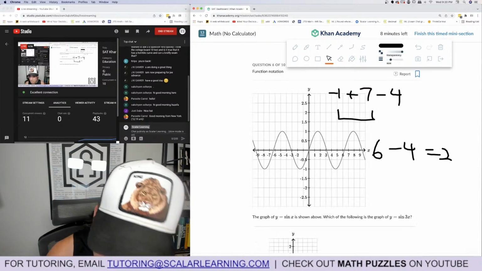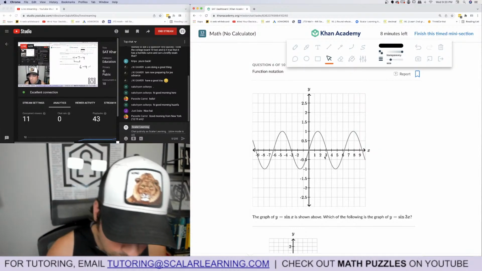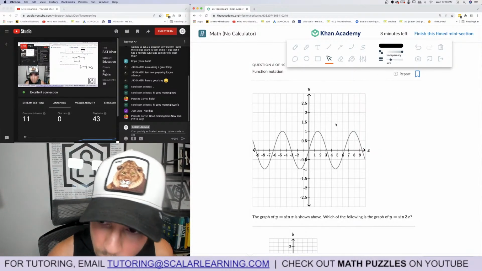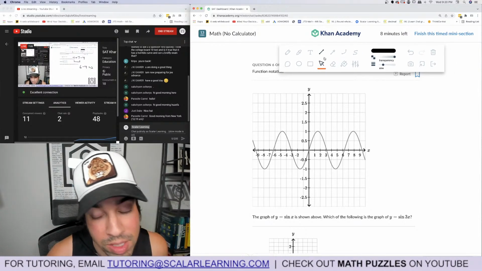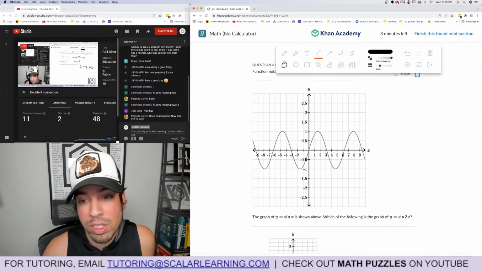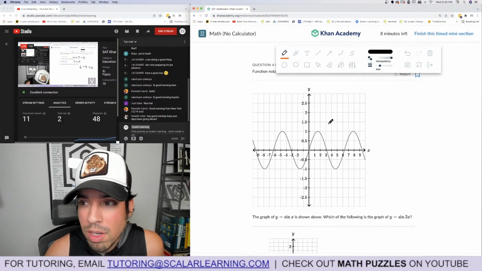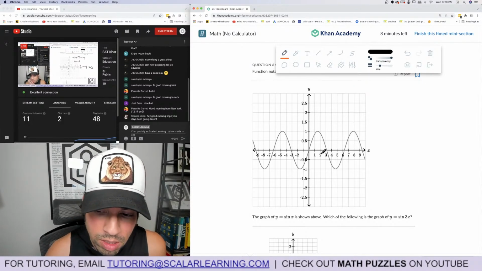Okay, happy with that. Next, the graph of y equals... whoa, this is not normal. It's shown about which of the following is the graph of y equals sine of 3x. So they don't usually do that. They don't usually do trig graphs. This is more of an ACT thing. So this is not realistic.